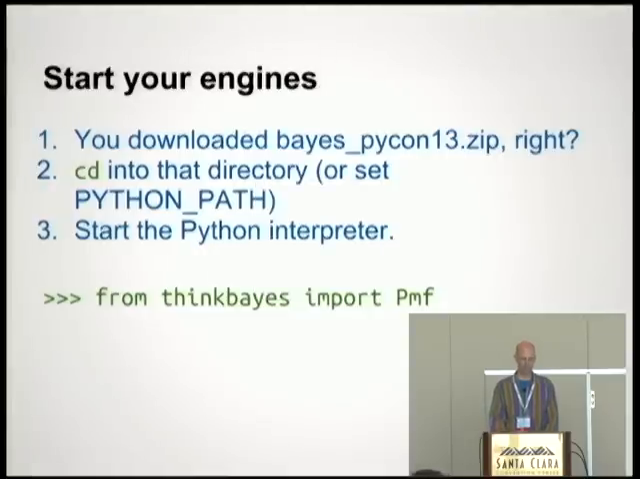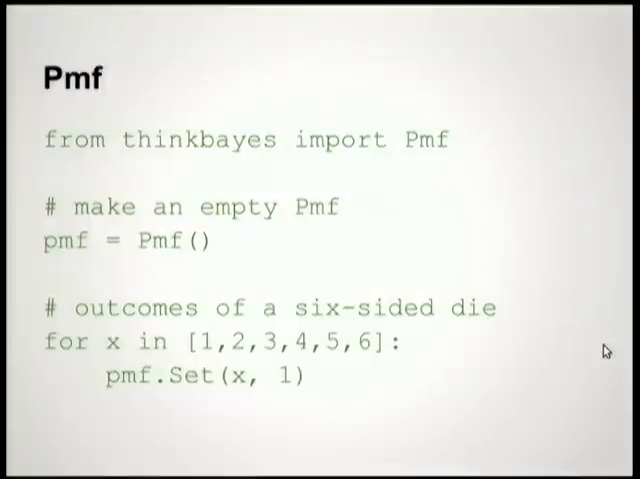And if that's working, then let's do a simple example. We're gonna make a PMF object that represents a six-sided die. So I said a minute ago that a PMF is a map from all the possible values that could happen to the probability that they will happen. So here's how this works.